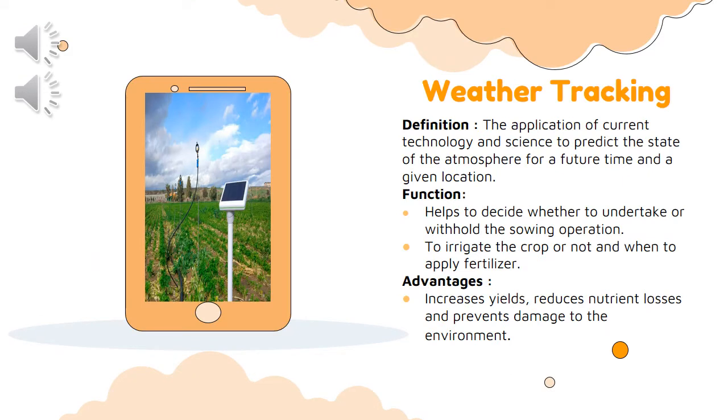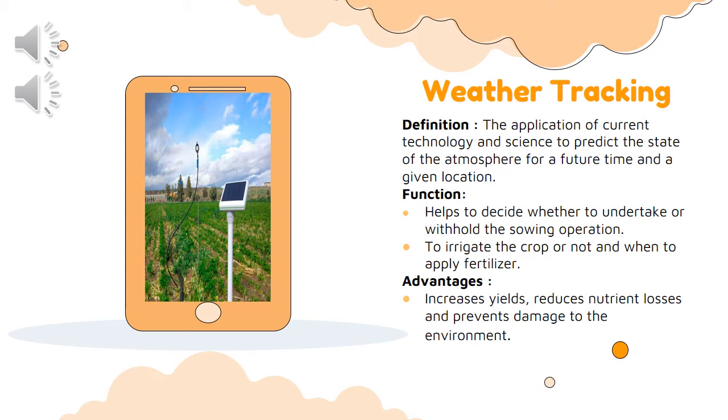The third technology is weather tracking. Weather tracking is the application of current technology and science to predict the state of the atmosphere for a future time and given location. Every area will have different predictions related to the condition of the weather, which makes it pretty easy for farmers to know what to do and when. The relationship between weather and agriculture has therefore necessitated accurate prediction of weather to enable farmers to make informed decisions that will not bring loss to them.